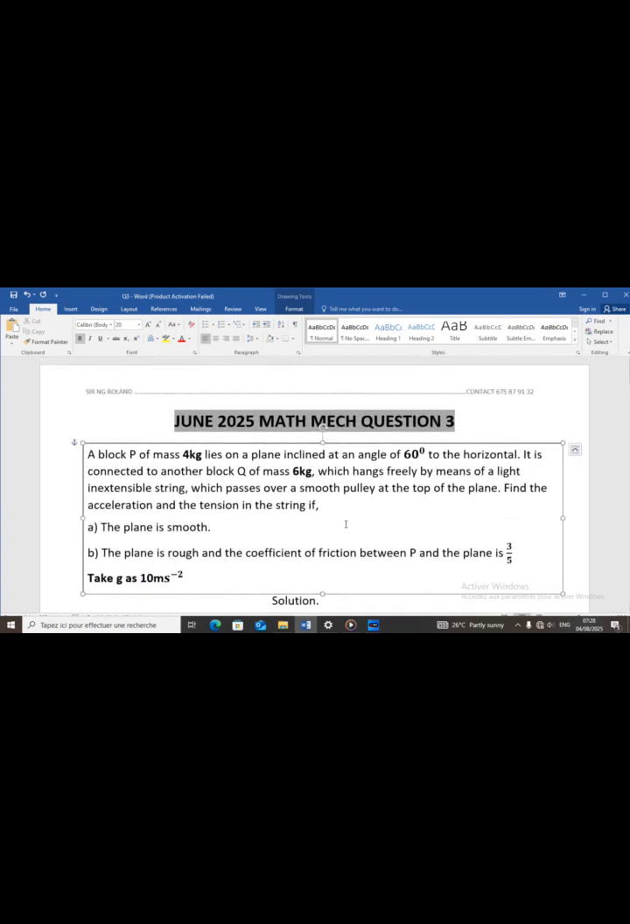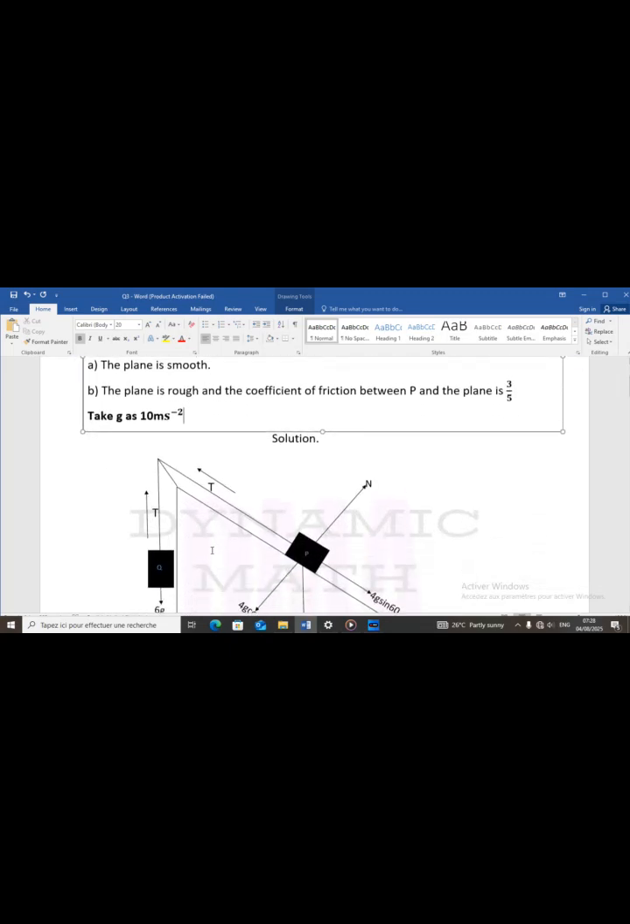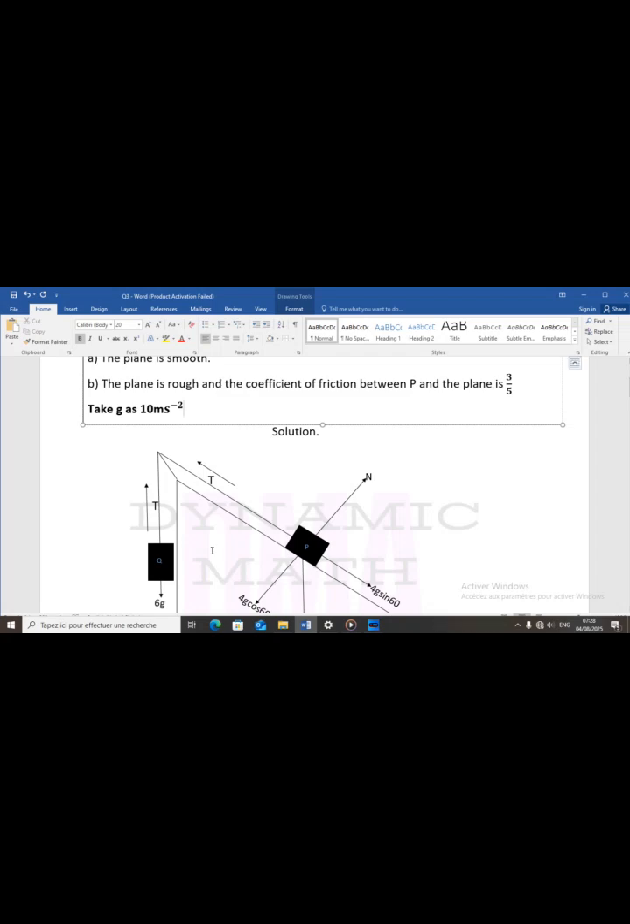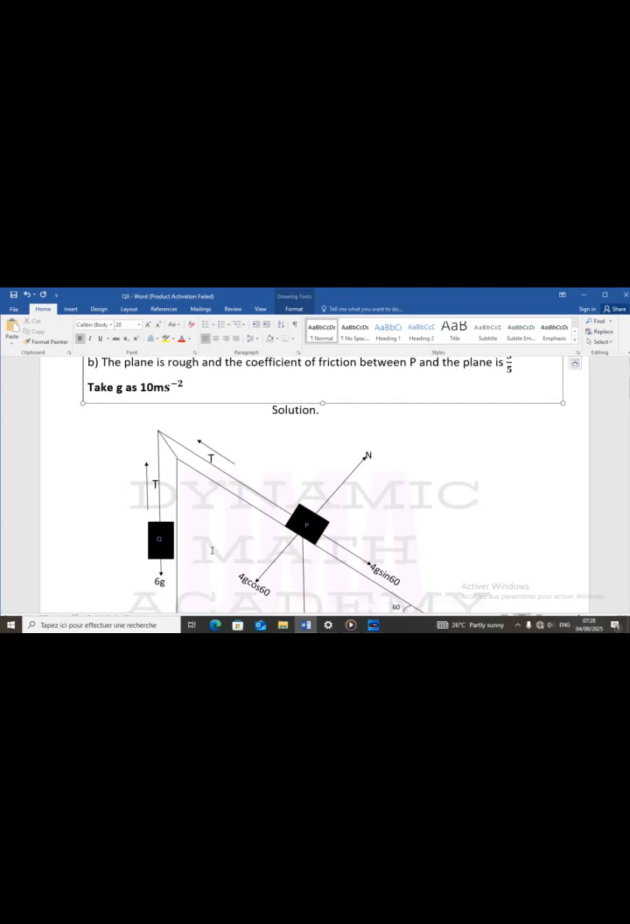From there, we are asked to find the tension and the acceleration. Find the acceleration and the tension in the string if the plane is smooth. Okay, the A part, the plane is smooth. If the plane is smooth, that means there's no friction, no coefficient of friction acting on the plane. In that case, for the forces, since the string is taut, the tension here will be acting towards this pulley, and the same thing, this tension will equally be acting towards this pulley.